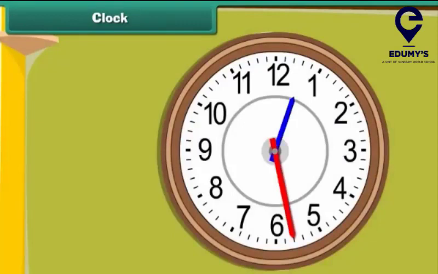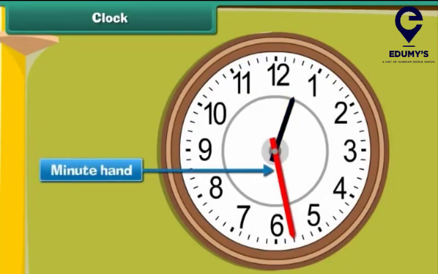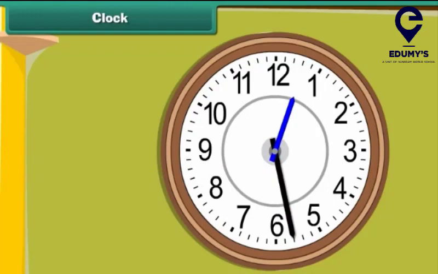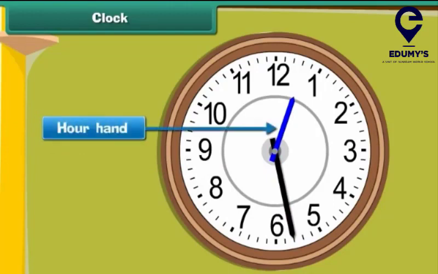The clock has two hands. The longer hand is called the minute hand. It indicates time in minutes. The shorter hand is called the hour hand, and it indicates time in hours.